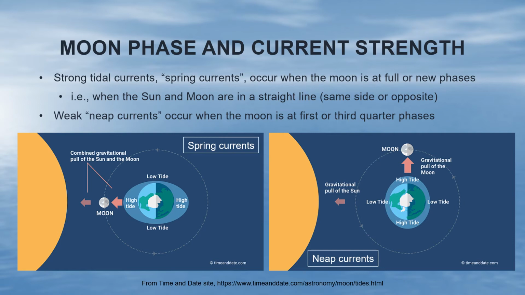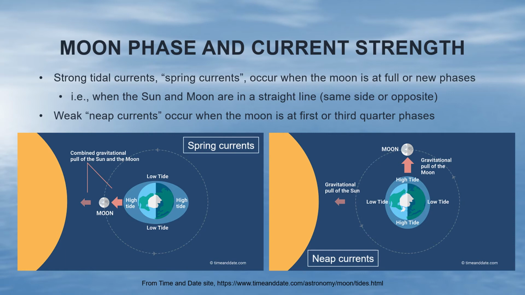Similarly, when the moon is on the opposite side of the Earth from the sun and you have a full moon, then you also have a very high tide. So when the moon is at a full phase or a new phase, that's when you have these strong tidal currents, which are called spring currents.